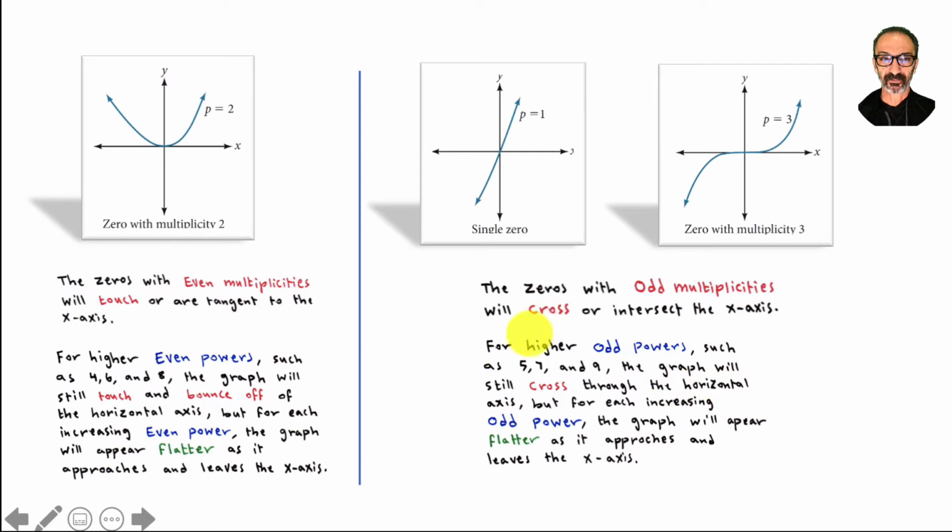Same idea. For higher odd powers, such as 5, 7, and 9, the graph will still cross through the horizontal axis, but for each increasing odd power, the graph will appear flatter. As you can see here, it's flat, almost. This is like x cubed, but imagine if you take it as x to the 7th. It's going to be even flatter, almost touching it more than once. It looks like it, but it's not. So it's going to be flatter.